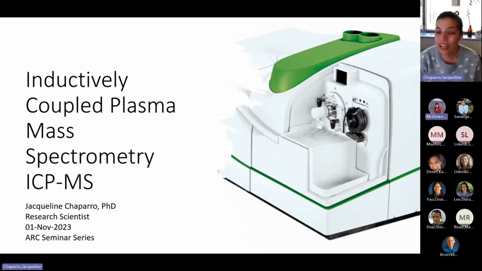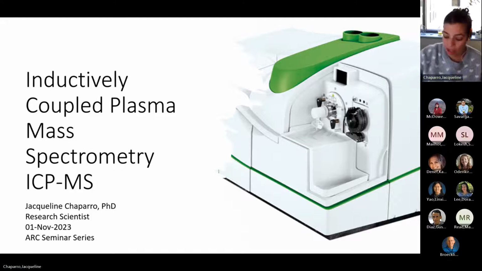But yeah, so today I'll be talking about inductively coupled plasma mass spectrometry, ICP-MS. I'm a research scientist here at Colorado State University. My position is split between ARC and the Department of Horticulture and Landscape Architecture, just for a little bit of background. So let's dive right into what is actually ICP-MS.